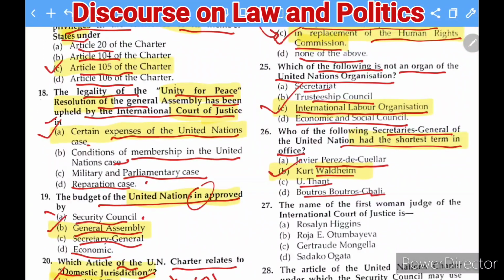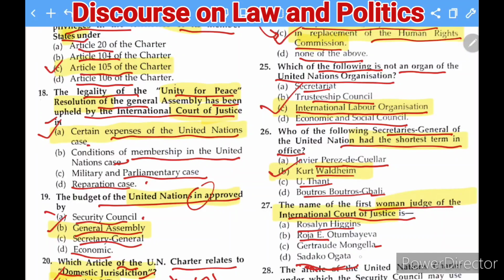Moving to the next question. Name of the first woman judge of the International Court of Justice. Who is the first woman judge in the International Court of Justice? And the options which are given here: Rosalind Higgins, Rosalyn E. Uthambiaya, Gertrude Mongella, Sadako Ogata, if I could pronounce the right name as per their right name, if I could. So I'm trying my best to pronounce the names in the right way. Somehow, if I could not, please forgive me for that.